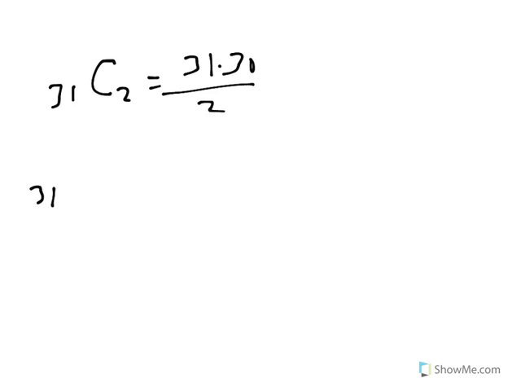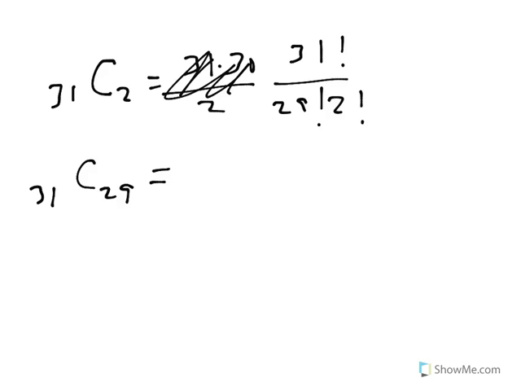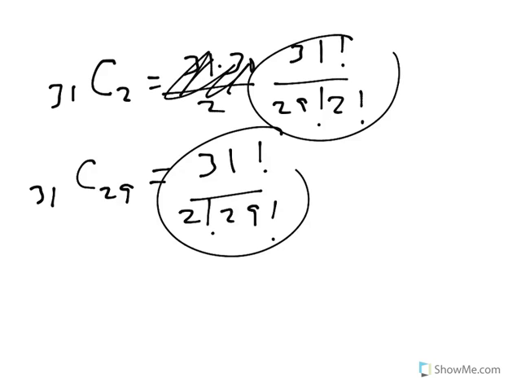One consequence of this is that 31C2 is 31 times 30 over 2, and 31C29, using the formula, would become 31 factorial over 29 factorial 2 factorial. And 31C2, using the formula, would be 31 factorial over 2 factorial 29 factorial. In other words, they're equal to each other. And if these two numbers add up to the number on the left, they will be equal to each other.